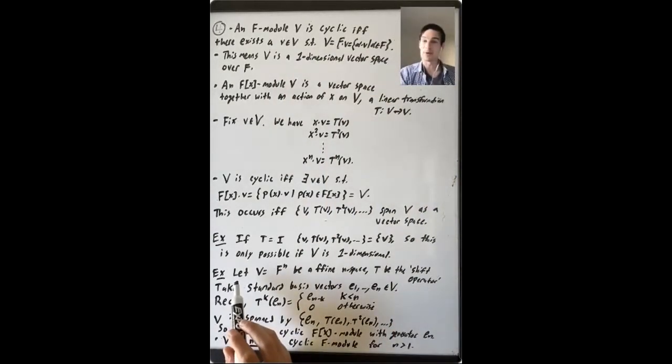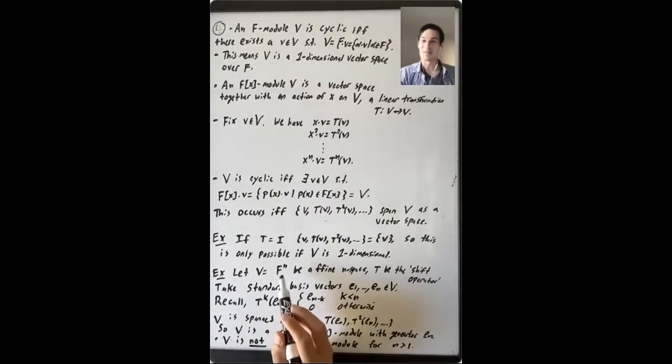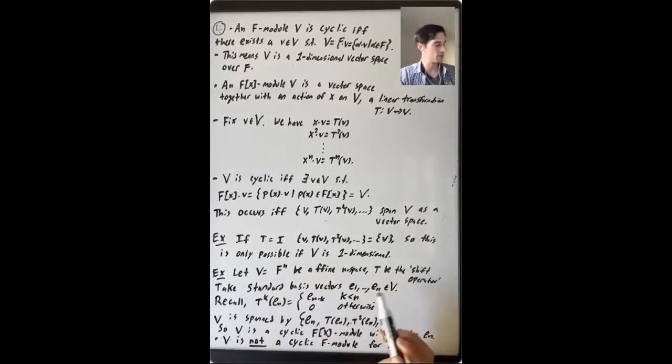Let's take another example where V is affine n space over the field F. So this is something that we talked about in our second lecture on modules, or I guess even the first lecture on modules. This is one of the first examples we talked about. Let's take T to be the shift operator. So this example we already talked about. When we talked about F bracket x modules, we talked about this example quite a bit.